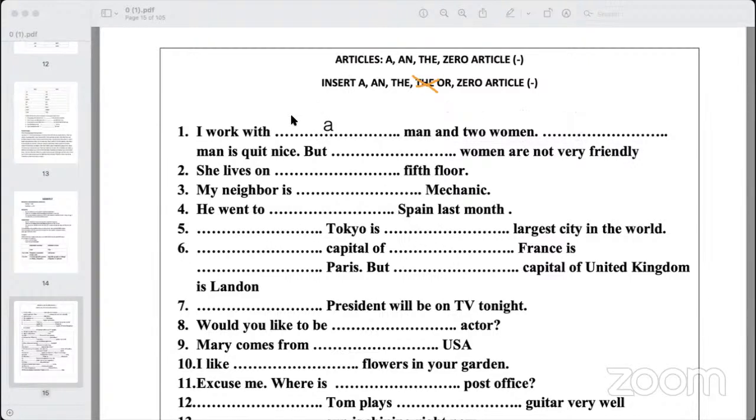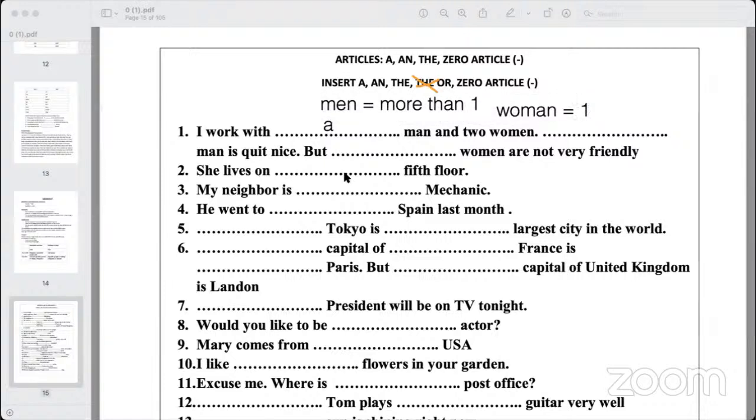Okay, so man is one. If they said men, that is more than one. Women is more than one. Woman means one. So know the difference between the two.